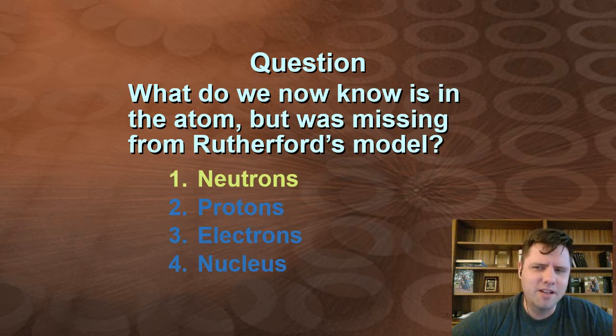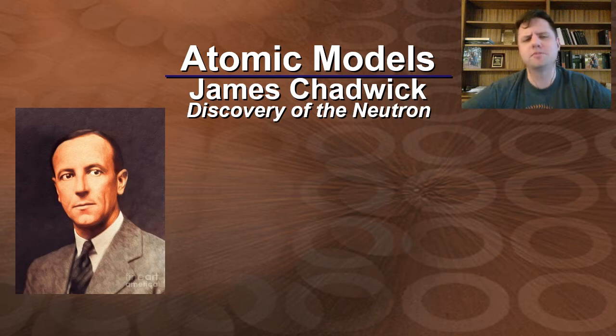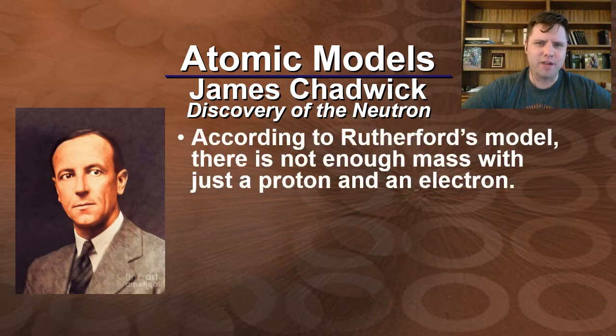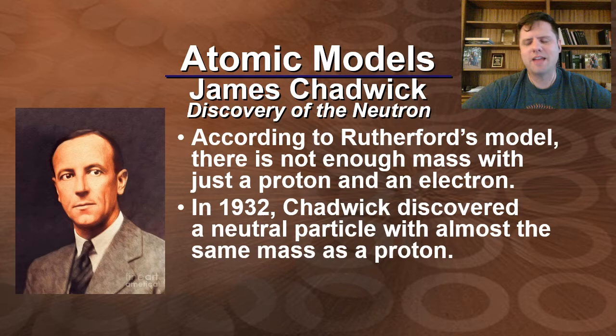Neutrons. He didn't do those. So along comes James Chadwick, who discovers the neutron. According to Rutherford's model, there's not enough mass with just a proton and an electron. So in 1932, Chadwick discovered a neutral particle with almost the same mass as a proton. So proton and neutron are almost the same mass.